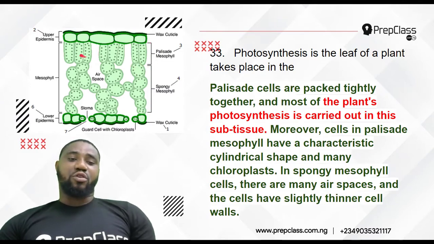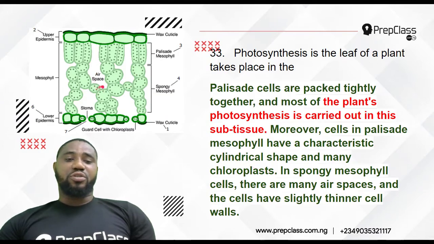The palisade mesophyll, because it has more chloroplasts and not much airspace. This spongy mesophyll has much airspace. What I said is that palisade cells are tightly packed together, and most of the plant's photosynthesis is carried out in this soft tissue. Moreover, cells in the palisade mesophyll have a characteristic cylindrical shape and many chloroplasts.